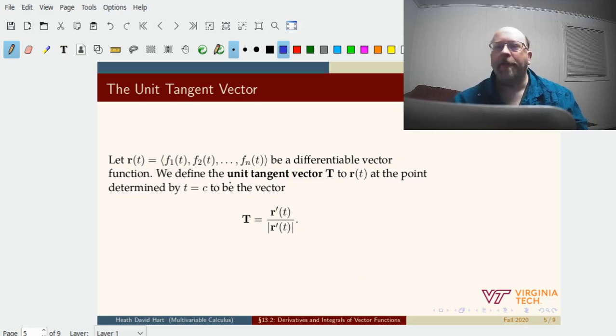When we talk about the unit tangent vector, this is the tangent vector, which is the derivative of all these coordinates, made into a unit vector. And the way we make a vector into a unit vector is we divide by its magnitude. So the unit tangent vector is the derivative divided by the magnitude of the tangent vector.